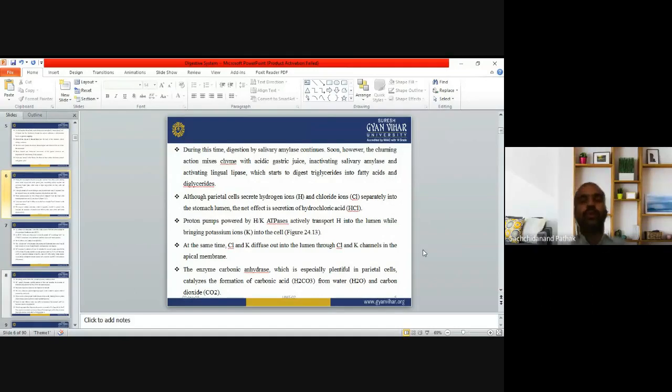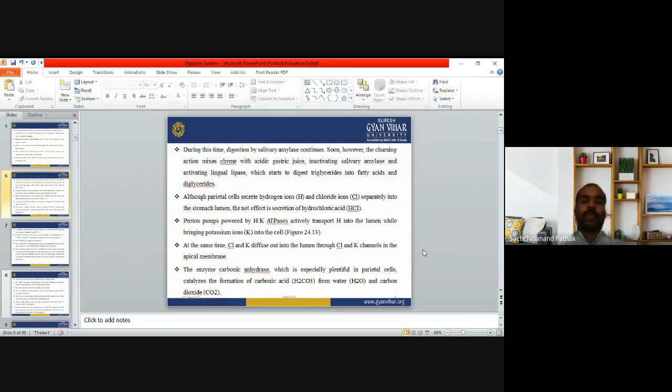Soon, however, the churning action mixes the chyme with the acidic gastric juice, inactivating salivary amylase and activating lingual lipase, which starts to digest the triglyceride into fatty acid and diglyceride. Now, this slide is important because it tells you how certain food particles can be metabolized and broken down.